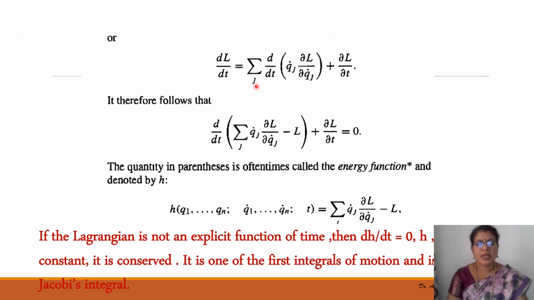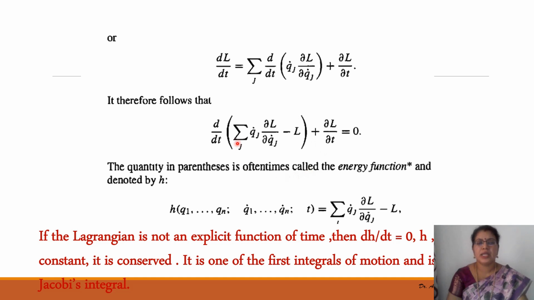So what will we end up with? dL by dt is equal to adding u dv plus v du. So it is going to be d by dt of q dot j into dou L by dou q dot j plus dou L by dou t. So I can take this d by dt and bring this quantity to the left hand side. So it becomes d by dt of summation q dot j dou L by dou q dot j minus L, plus dou L by dou t equal to 0.